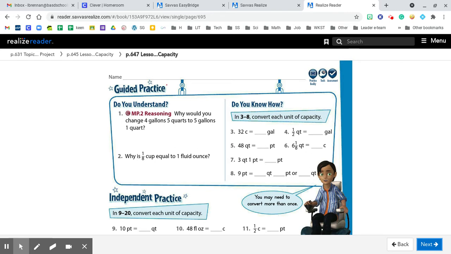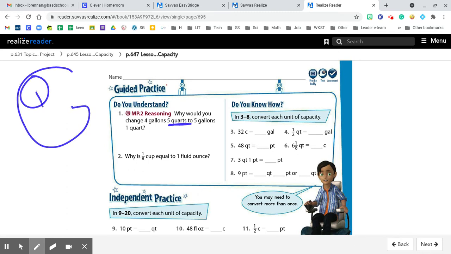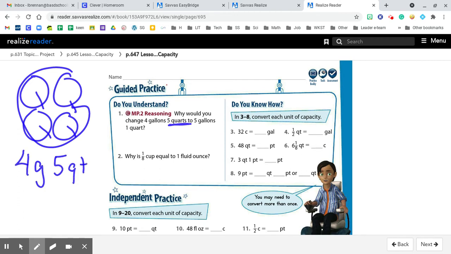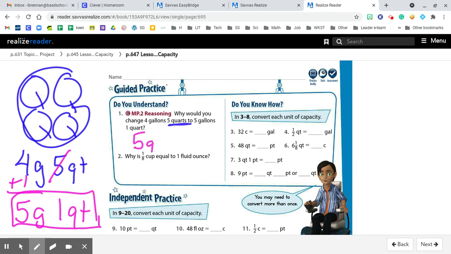Why do you change 4 gallons, 5 quarts to 5 gallons, 1 quart? It's just like when you're talking about mixed numbers. It's improper, kind of, because over here, your 5 quarts. Remember when we made our gallon? And we know in a gallon there's 4 quarts. So if I say 4 gallons, 5 quarts, I can take 4 quarts out of there and add it over here. So I have 5 gallons, 1 quart. That's the proper way to write it in lowest terms.